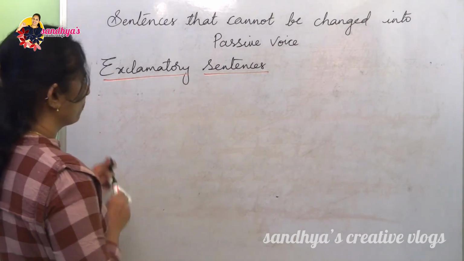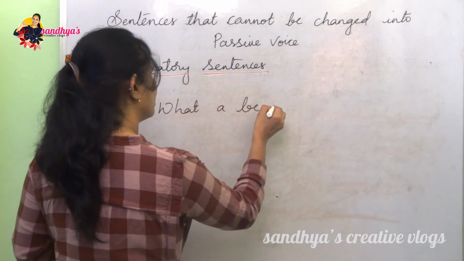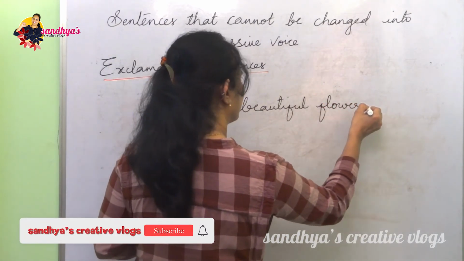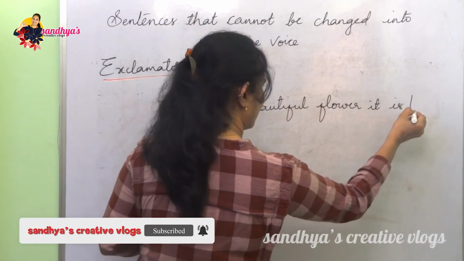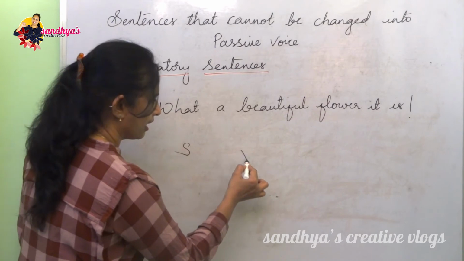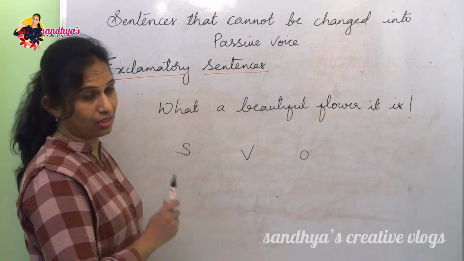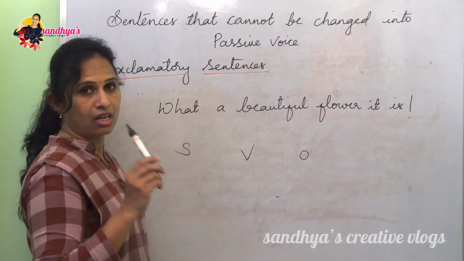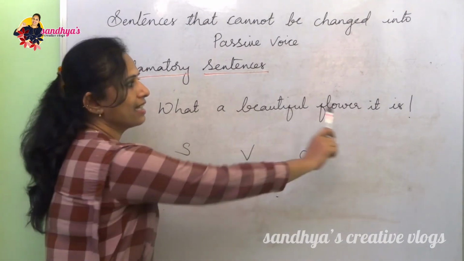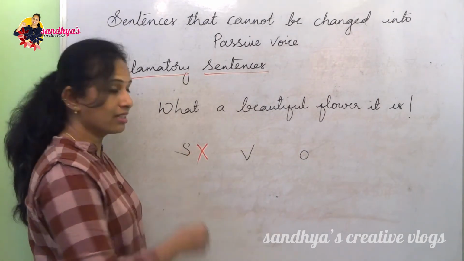I'll take an example. What a beautiful flower it is. It ends with an exclamatory mark. So we need the subject, we need the verb and we need the object. Let us see whether they are present in this sentence or not. Subject means the person or the thing which does some action in the sentence. Can you find any such word here? No. That means we don't have a subject in the sentence.